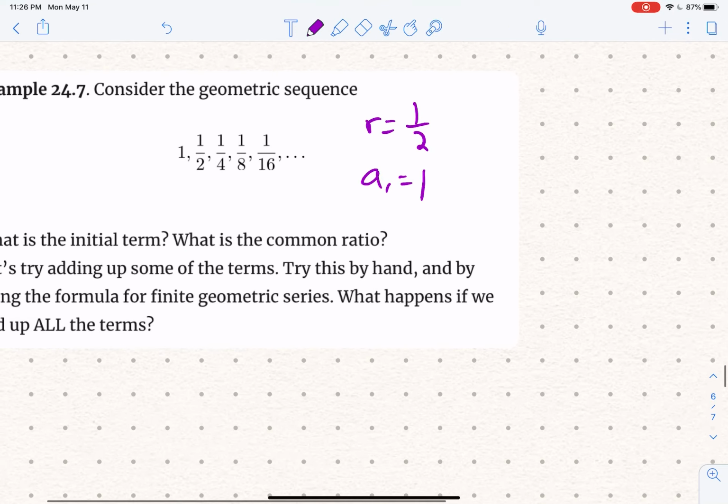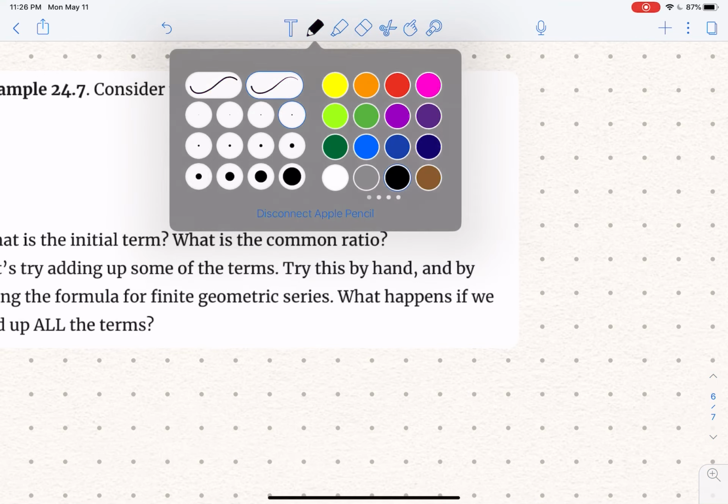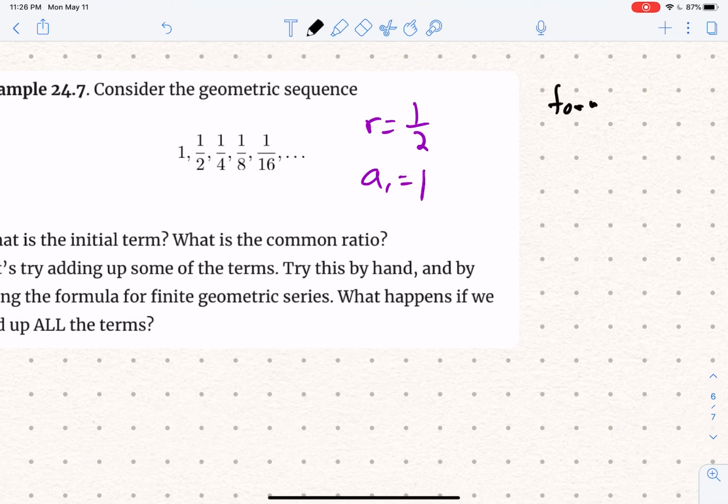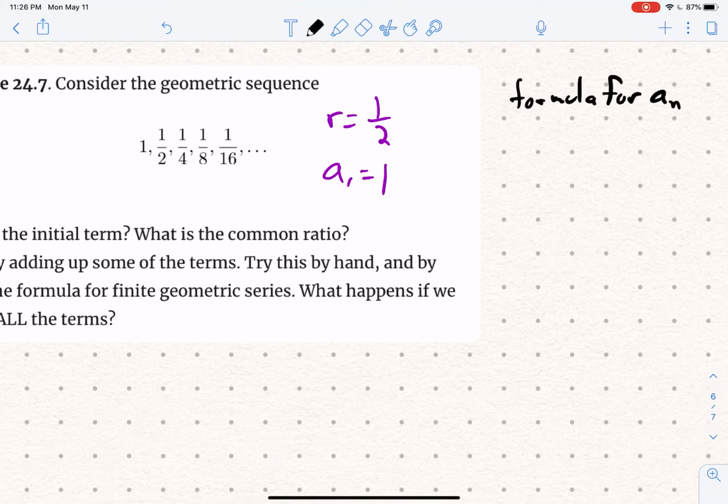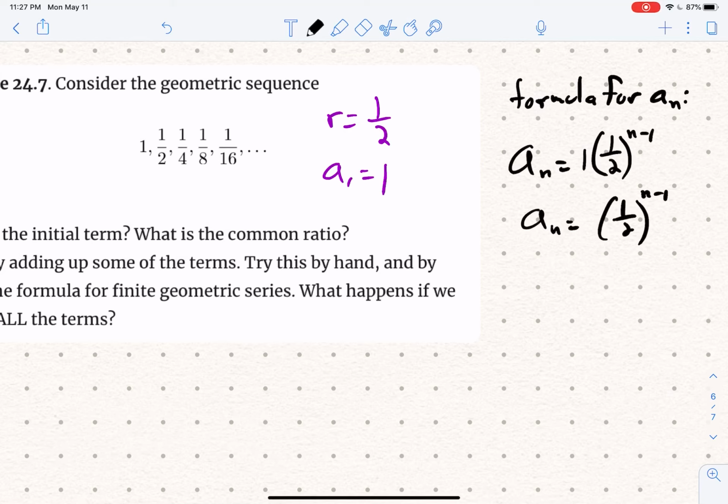So if we want to write down a formula for the terms, this is just a formula for the nth term. It doesn't tell us something about what we get when we add all those terms up. But the formula for an is equal to the first term, 1, times r, which is 1/2, to the power n minus 1. So an is equal to 1/2 to the n minus 1.